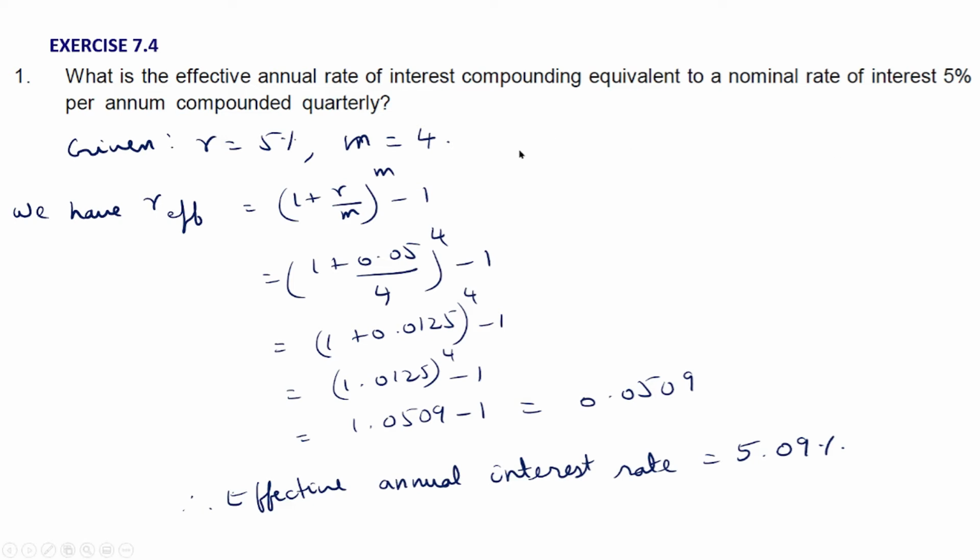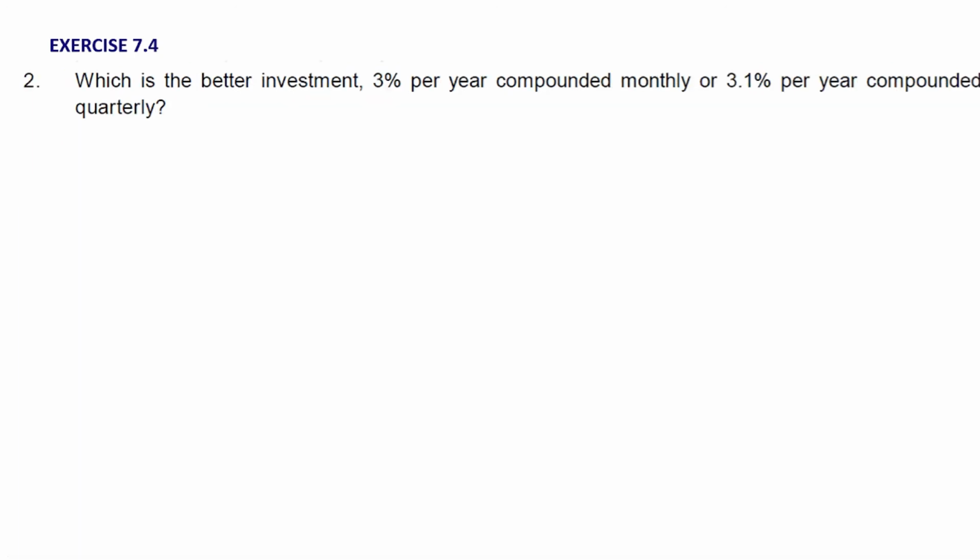Similar question was asked in the sample paper for 2 marks. Writing the formula carries 1 mark and getting the final answer carries 1 mark. Moving on to the next question. Which is better investment? 3% per year compounded monthly or 3.1% per year compounded quarterly? So let us find the effective interest rate for these two options, and based on the value of effective interest rate, we can find which is the better investment.